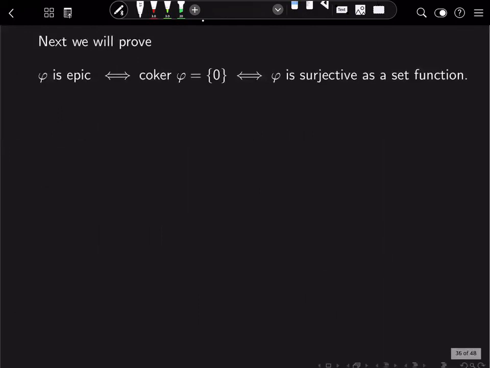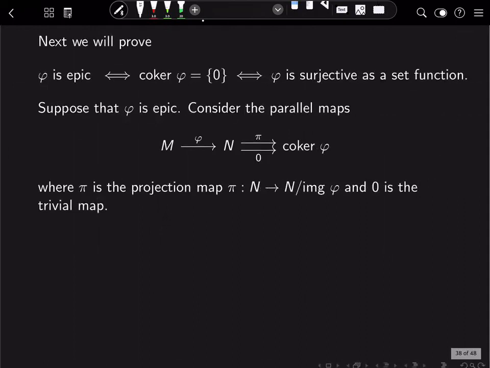Now, the last thing we're going to prove is the statement that phi is an epimorphism if and only if the cokernel is trivial, if and only if phi is surjective as a set function. And similar to what we did before, we're going to go this way. We're going to assume that phi is an epimorphism first. So we assume that phi is an epimorphism, and we're going to consider the parallel maps, right?